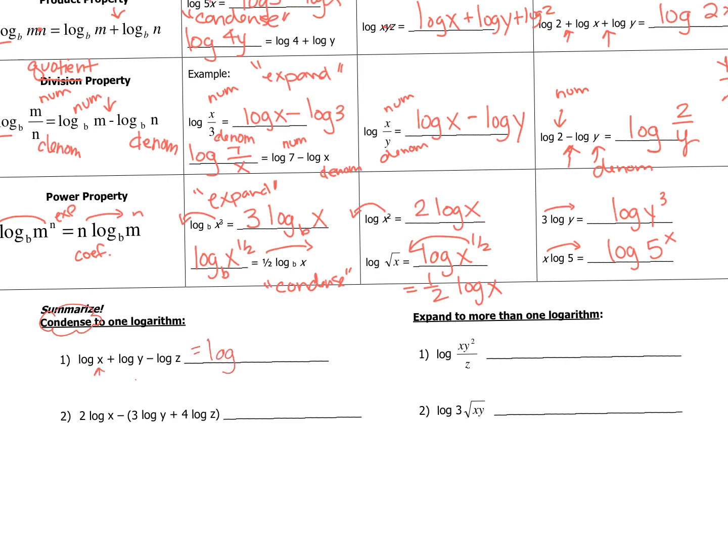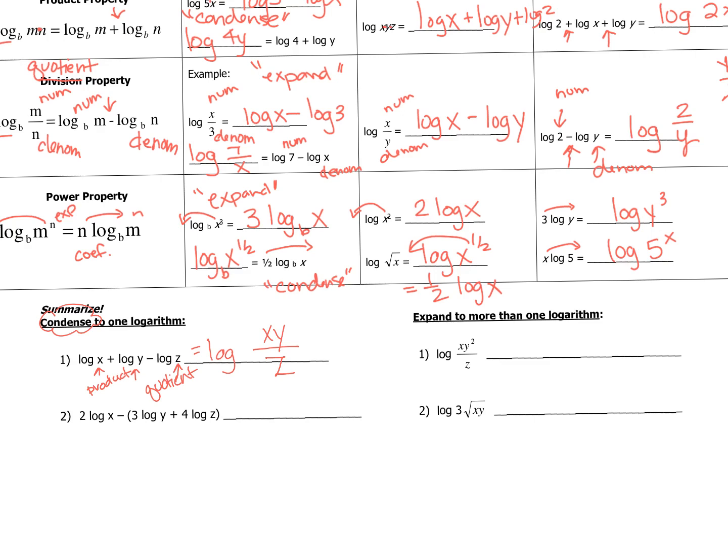I have an x plus a y. That's going to be my product rule. I'm going to be multiplying x times y minus a z. That's my quotient rule. So I'm going to be dividing by z. So my numerator is going to be my x times my y, and my denominator is going to be my z. So this was my product rule with my log x plus my log y, and this was my quotient rule when I was subtracting log z.